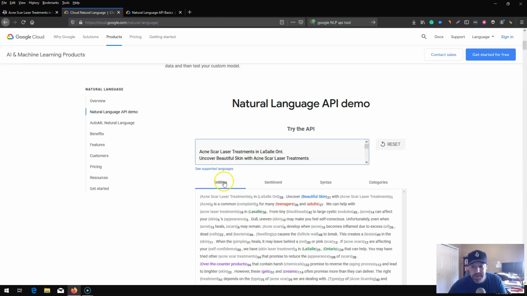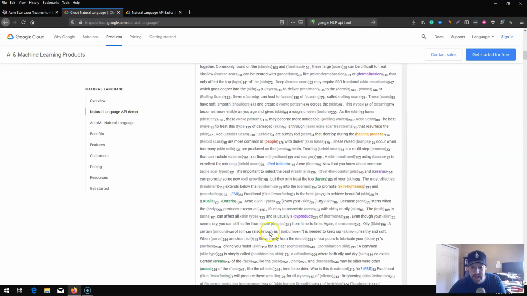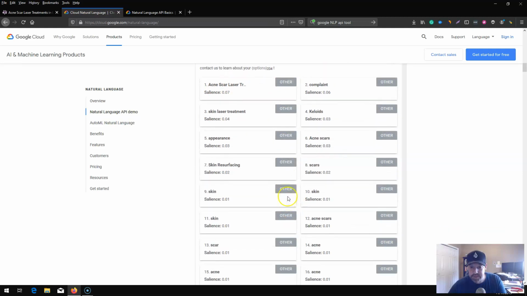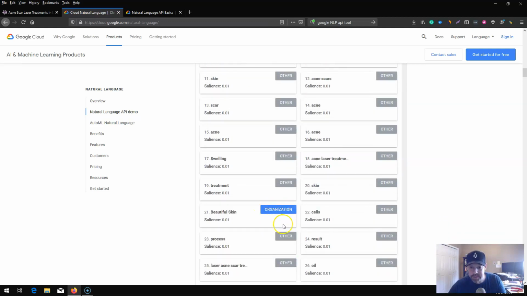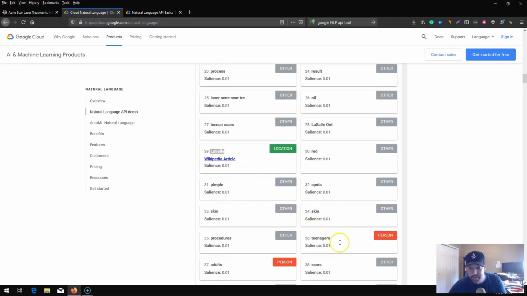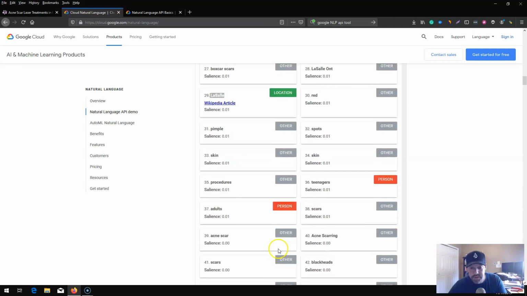So what is an entity? An entity is a person, place, thing, or organization, and anything that you see highlighted in the entities section will have a value here. If you scroll all the way to the bottom, you will see what that entity is. If it's other, this is the type here. You can see organization, location, LaSalle, which is good. It's picked up our location from a Wikipedia article. Other, person, like teenagers, adults. So you can see these as entities.